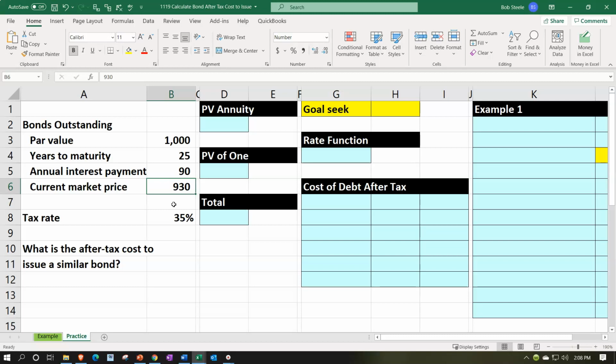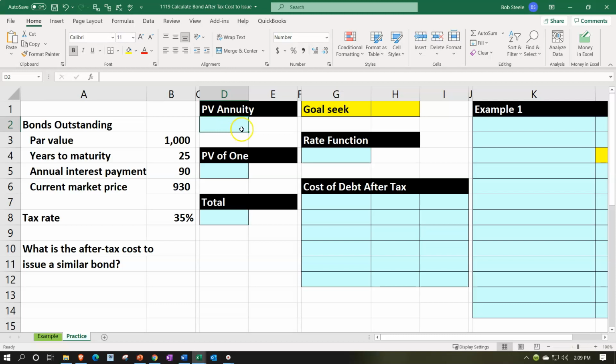Then we're going to take that market rate, as opposed to the rate on the bond, to help us then figure out what the cost of the debt after tax would be. So if we're trying to figure out the market rate, there's a couple ways we can do it. I think the more intuitive way would be to figure out the price here.